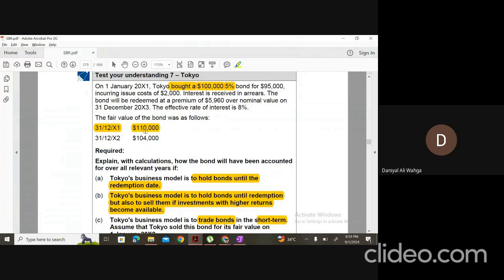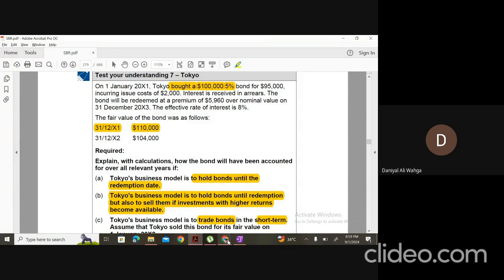They will not be amortized. They will only be remeasured at fair value at each reporting date, and any gain and loss will be taken to the statement of profit and loss, and that gain and loss will be realized in that accounting period.